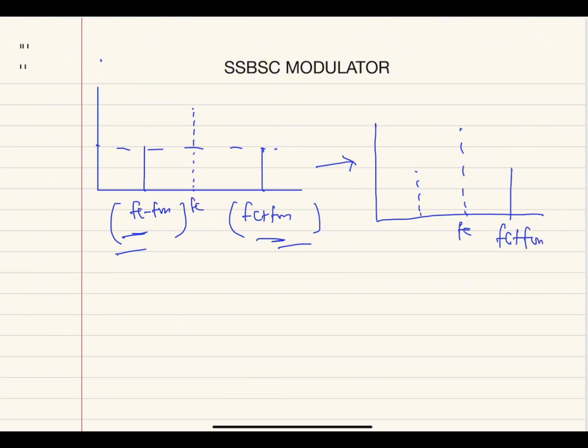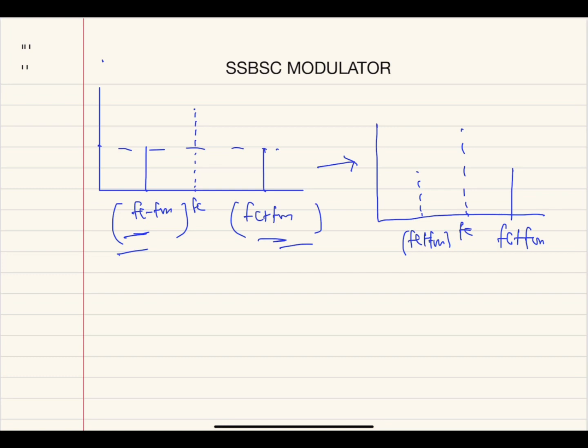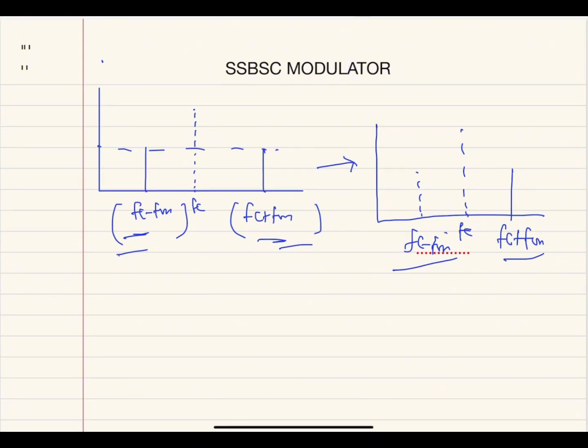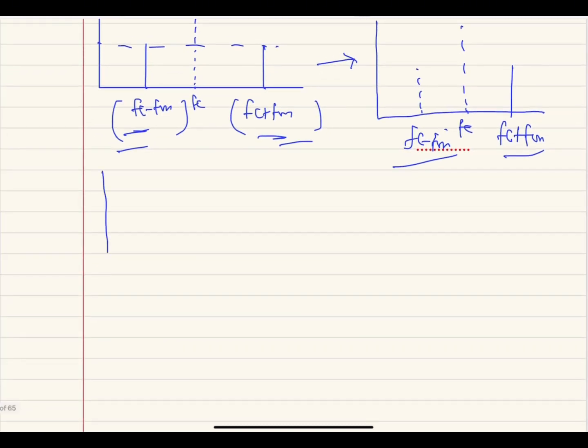FC, yes, FC. The dotted line shows that those lines have been suppressed. As you can see, this is the lower sideband, this is the upper sideband. The lower sideband, along with the carrier, has been suppressed, leaving the upper sideband. You can also decide to suppress the upper sideband and leave the lower sideband. That is also acceptable.